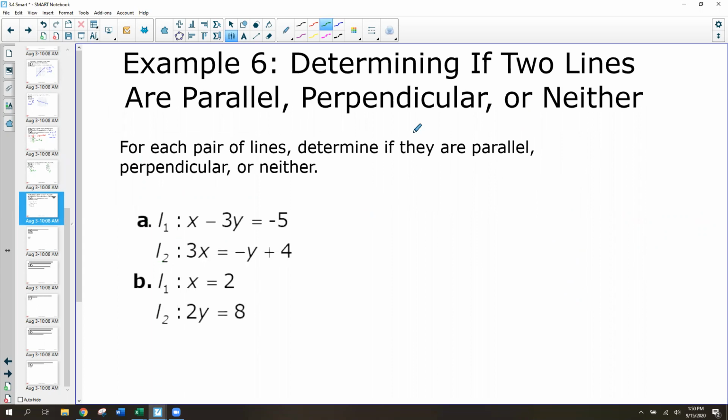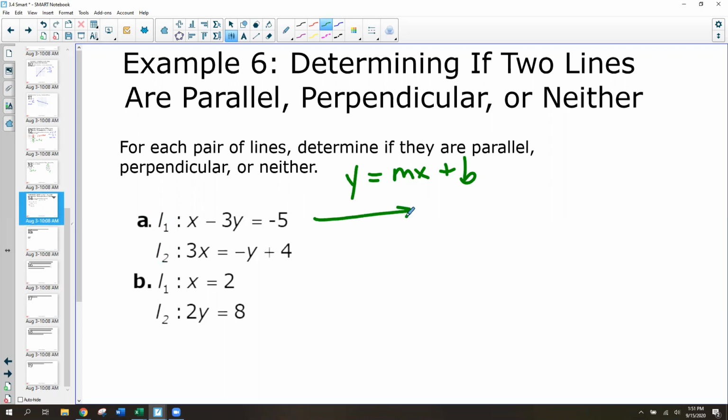Sometimes we have to do some work to get to that point. Remember that we need both equations to be in y equals mx plus b format before we even look. Please don't try to guess your way to it. Don't just look at what's with x, because as you move stuff around the equation, things change.